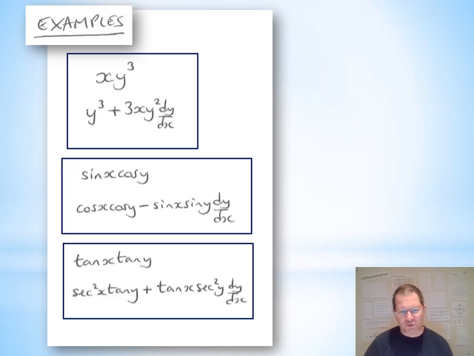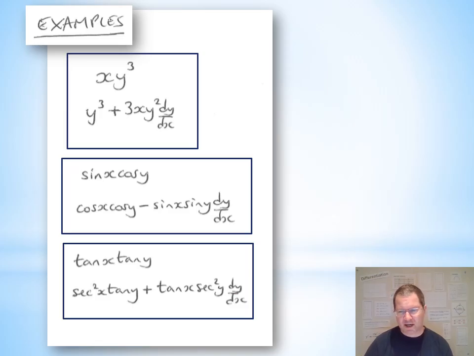For sine x cos y, the differential of sine x with respect to x is cos x. The differential of cos y with respect to x is minus sine y dy by dx. And again, by combining them, sine x times minus sine y dy by dx is minus sine x sine y dy by dx. And cos y times cos x is cos x cos y. So that's why we get the answer written there.